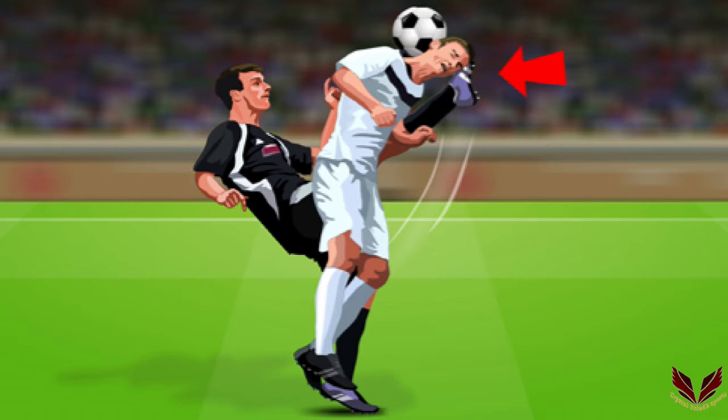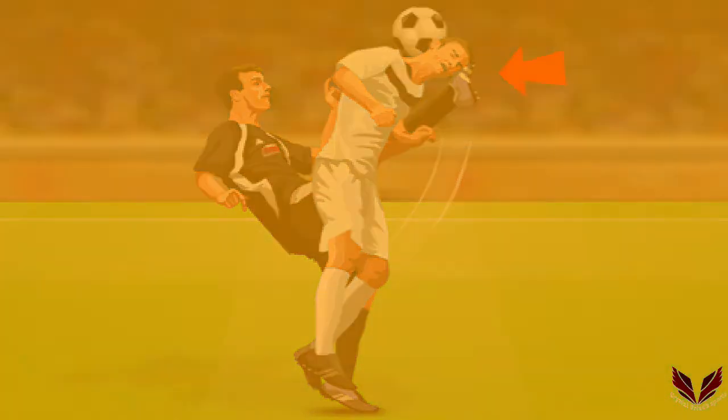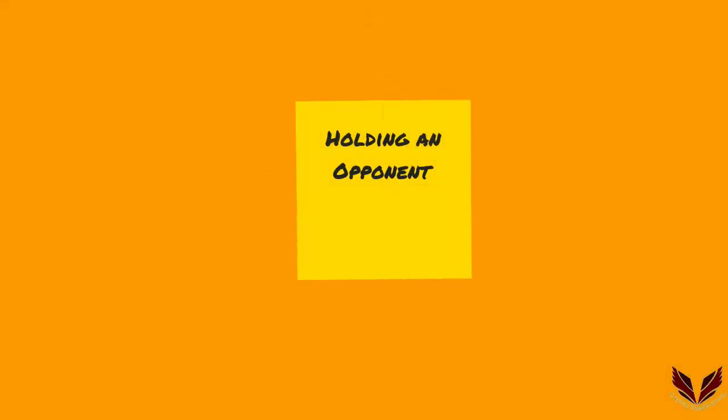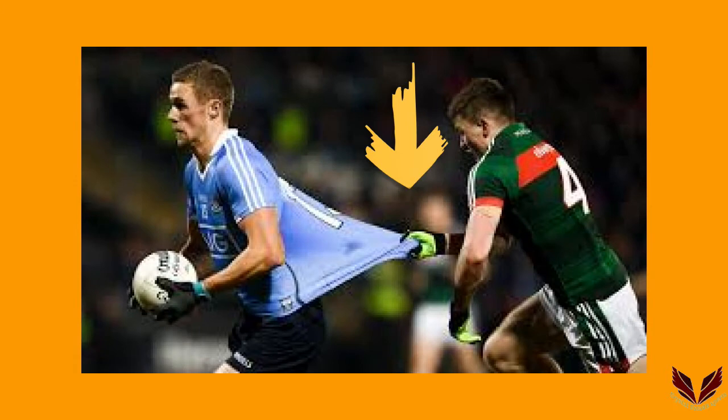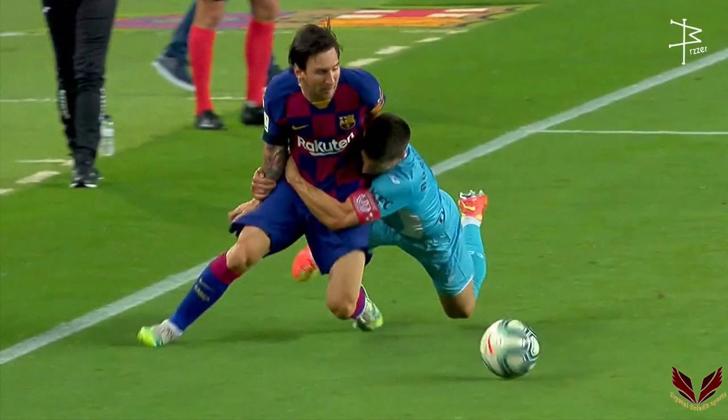Holding an opponent. A player may hold another opponent in the occasion of attacking or defending. It can be holding the shirt, holding the arms, embracing, and all these are fouls which are a result of holding another player.